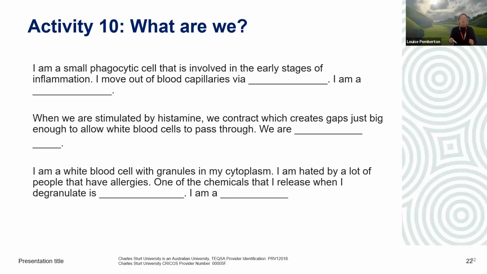I am a white blood cell with granules in my cytoplasm. I am hated by a lot of people that have allergies. One of the chemicals I release when I degranulate, so degranulate just means when I release all my granules, is... I am a what? Histamine is the, yep. So when I degranulate, I release histamine.